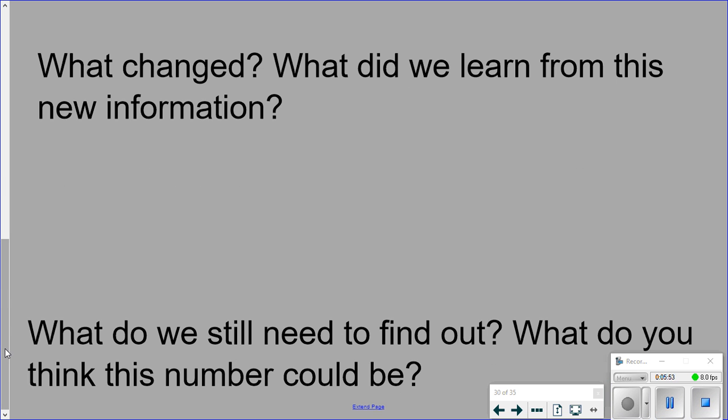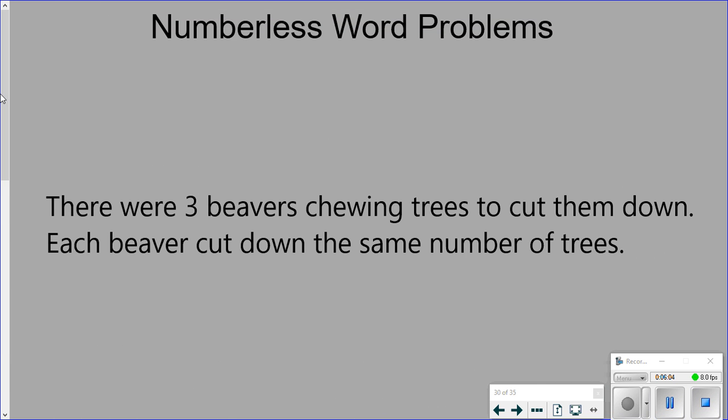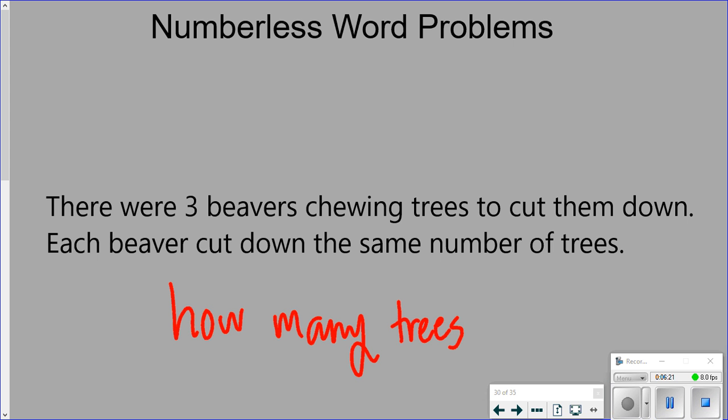The number. What do I still need to find out? I'm going to scroll back up to my problem just so you can see it. 3 beavers chewing trees to cut them down. Each beaver cut down the same number of trees. Lucy, what do I still need to know? I still need to know how many trees. How many trees are they chomping on?